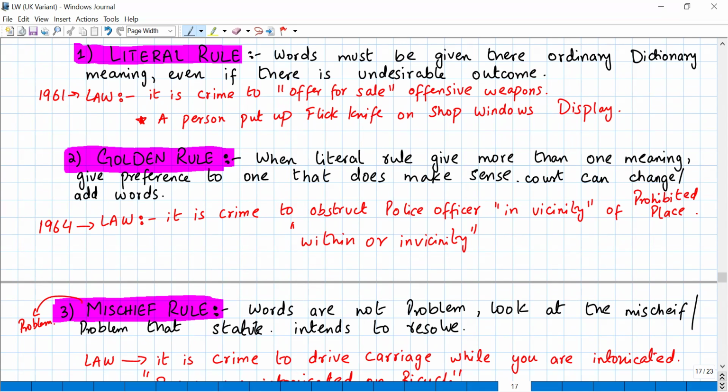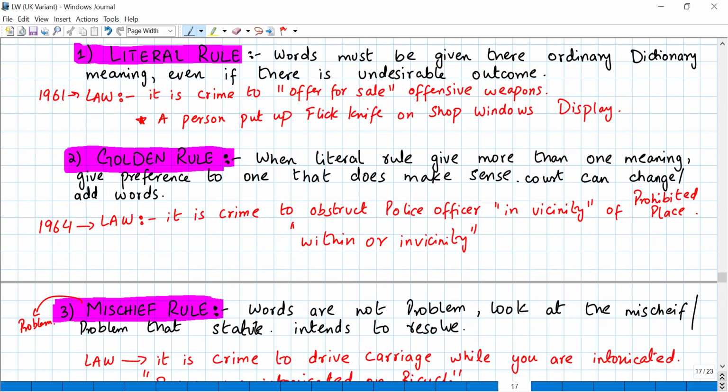The golden rule says that if one word has different meanings, then you will take the meaning that is making sense. In the literal rule, because the word had only one meaning, even if it was not making sense, you would have considered that meaning, right? But in the golden rule, if there are multiple meanings of one word, you will give preference to the one that is making sense.